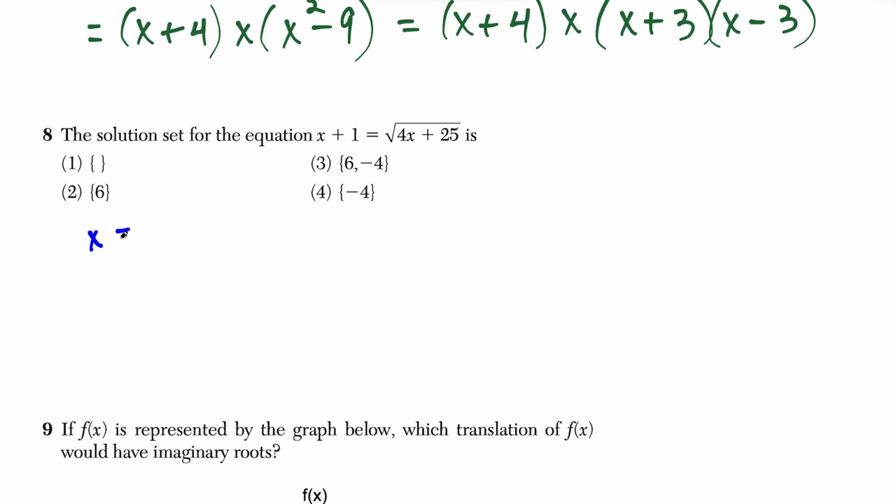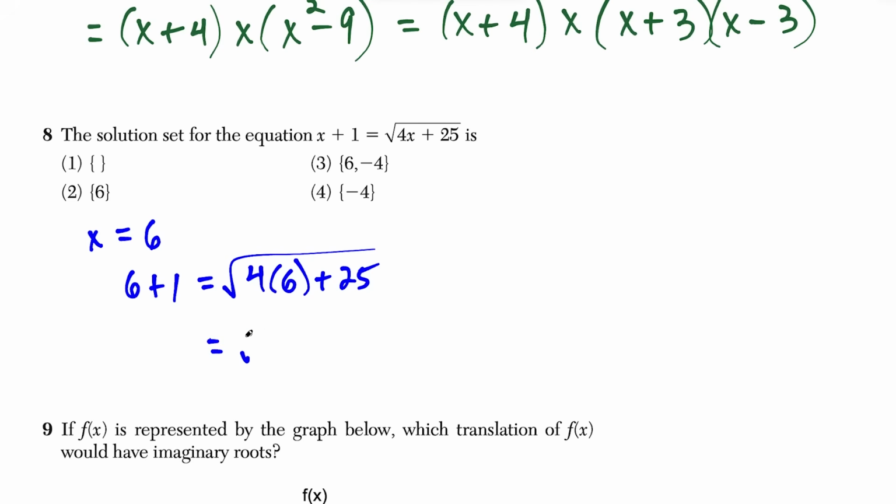So if I plug in something like, let's say x equals 6, then we're going to have 6 plus 1 is equal to the square root of 4 times 6, and then plus 25. And this gives us 24 plus 25 is 49. So the square root of 49 is equal to 6 plus 1, which is 7. This is a true statement, which means 6 is part of our answer. So I could eliminate choices 1 and 4. 1 says that there is no solution, and 4 says that only -4 is a solution here.